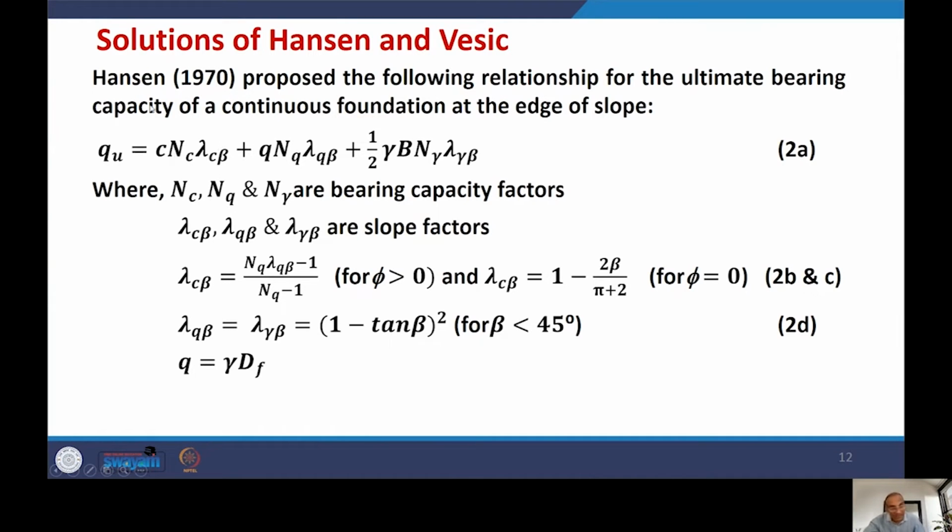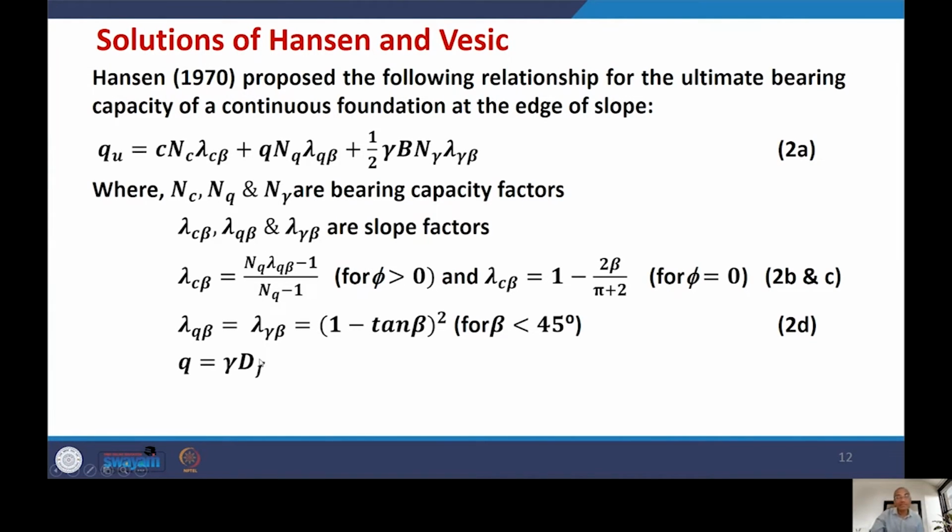Earlier, what have we done? We have reduced the bearing capacity factors Nc, Nq, and N gamma. Basically, Nq was eliminated, and then whatever new factors came, there were charts for those new factors, so according to your slope you can determine Nc, Nq, and N gamma. Here we have separated out those factors. So here lambda c beta, lambda q beta, and lambda gamma beta are called slope factors.